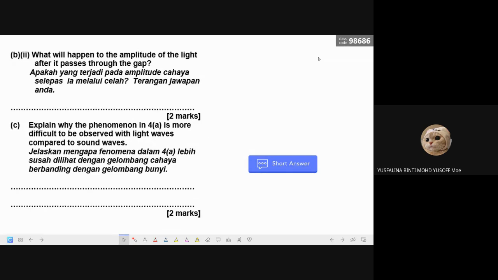And see why it's hard to observe the diffraction of light compared to the diffraction of sound wave. So you have to see the two factors that affect the diffraction of wave. The first one is the size of the slit. The smaller the size of the slit, the effect of diffraction will become more obvious. And then the second one is the wavelength. So what happens if we increase the wavelength? So what will happen to the effect of diffraction?